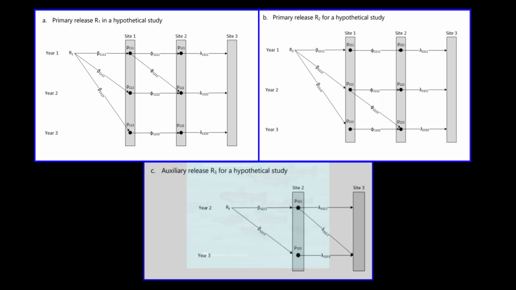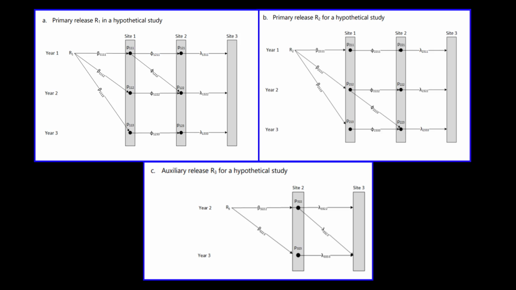Now let's look at the model schematic for a third release group. This represents a group of fish that were released upstream of Site 2 in year 2. If this third group was released at Site 1, then the parameter beta3222 is equivalent to both phi1222 from the first release group and phi2222 from the second release. But if this third release group was released between Site 1 and 2 rather than at Site 1, then none of these beta parameters is equivalent to any of the phi parameters because they represent a different spatial extent.